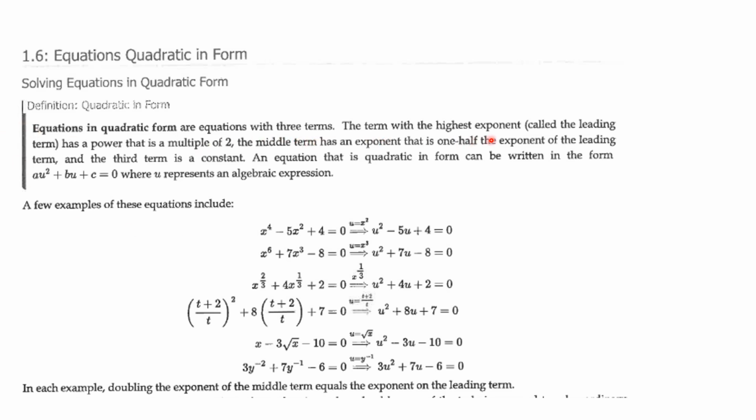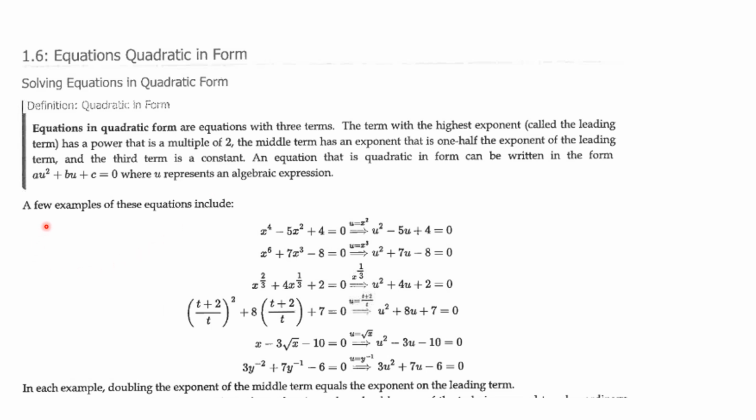The term with the highest exponent, called the leading power or leading term, has a power that is a multiple of 2. The middle term has an exponent that is 1/2 the exponent of the leading term, and the third term is a constant. An equation that is quadratic in form can be written in the form AU squared plus BU plus C equals 0, where U represents an algebraic expression.